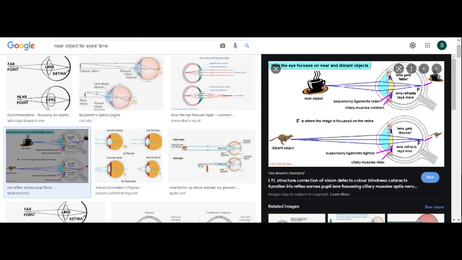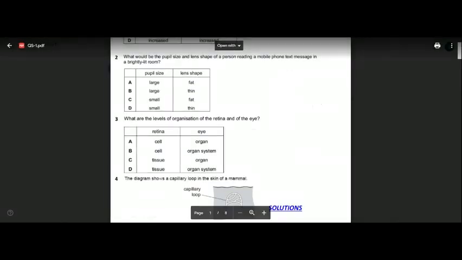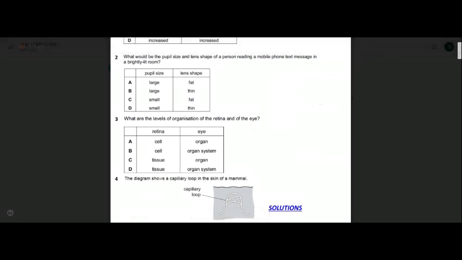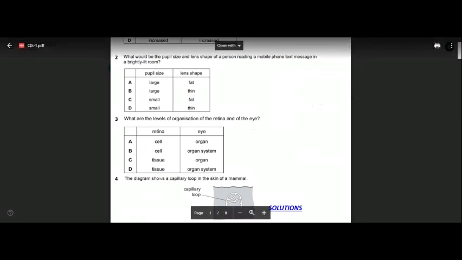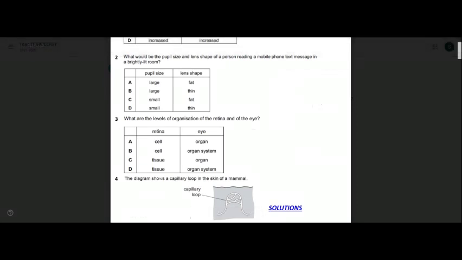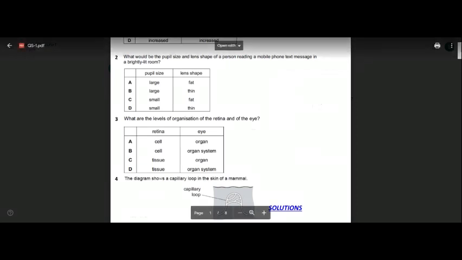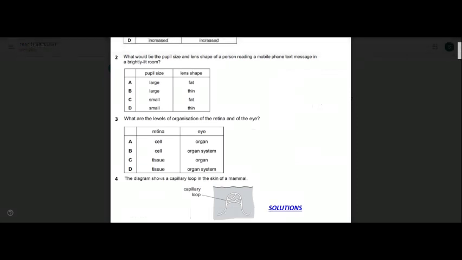Based on this response and this knowledge, we can answer the second part of this question. Now the lens shape, fat or thin? If you're looking near, it should be fatter, more round. The ligaments are now relaxed. They don't pull the lens because the object is so close to the eye. So the answer should be C.